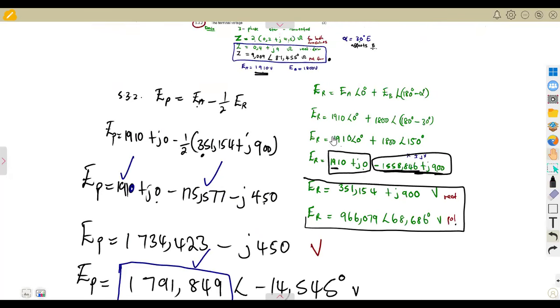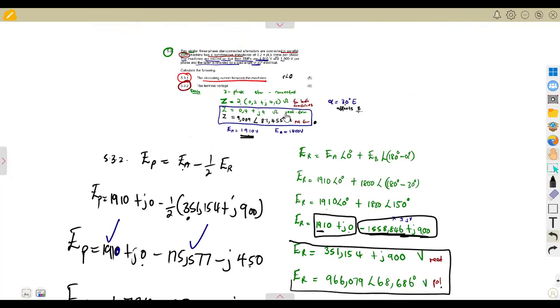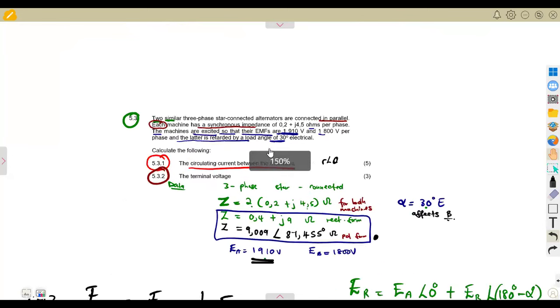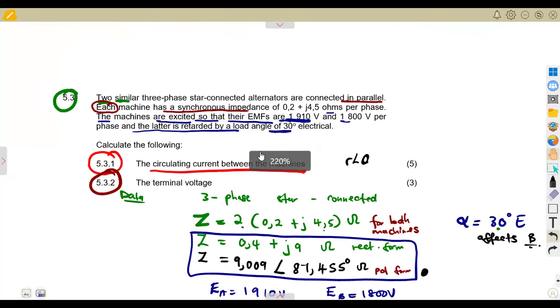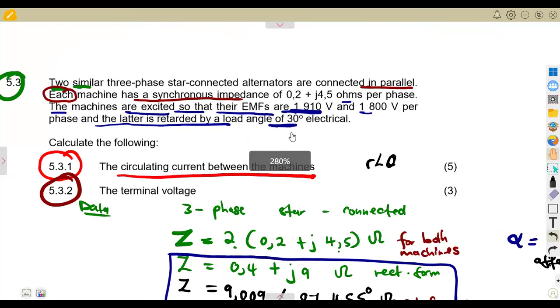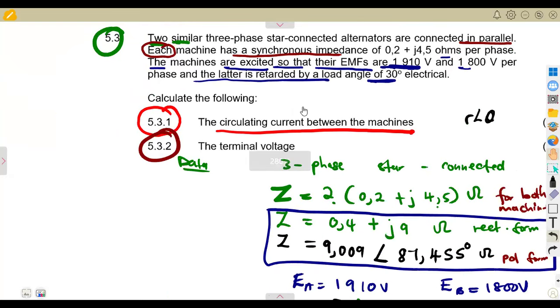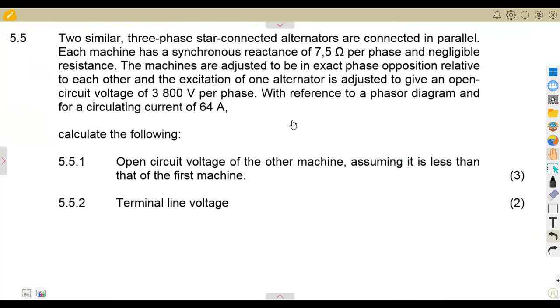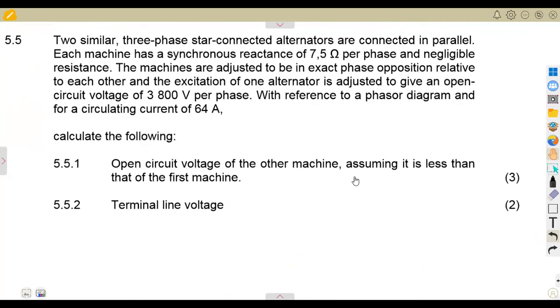So like I said, working with this part of the parallel operation of alternators, you need different types of questions. This was a three-phase star connection. If it was a single phase, the VP that you obtain is the same. Also, this one, it's the three-phase. All right, no problem. Let's just consider this one again.